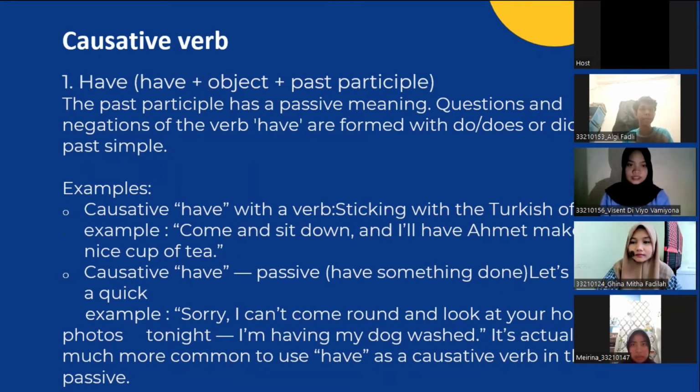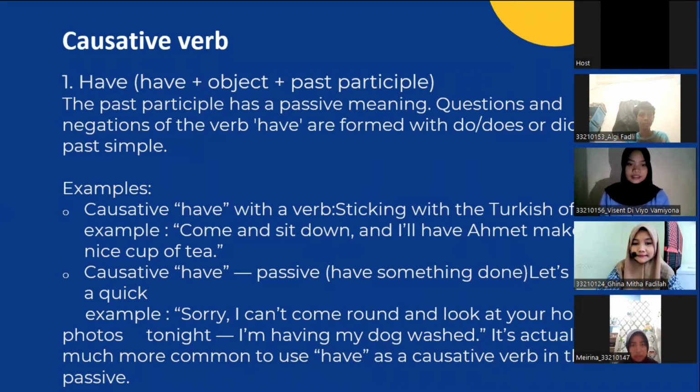Okay, moving on to the next slide, which is about causative verbs. The first that I'm going to talk about is the five forms. The have form includes have plus object plus past participle. The past participle has a passive meaning. Questions and negations of the verb have are formed with do, does, or did in the past simple. Example: come and sit down, and I will have Ahmed make you a nice cup of coffee or tea.